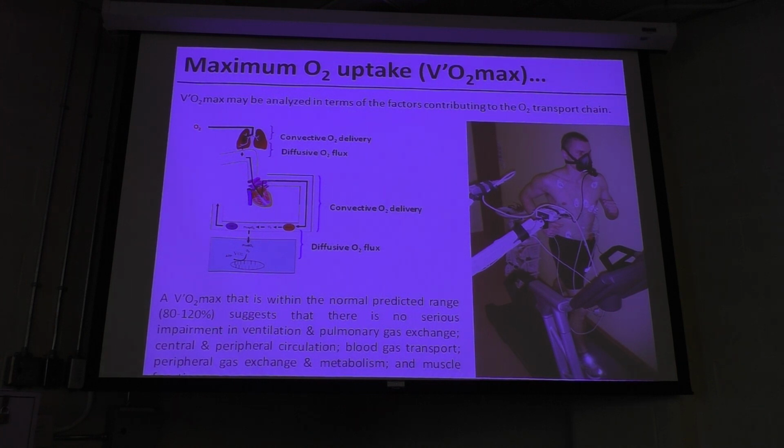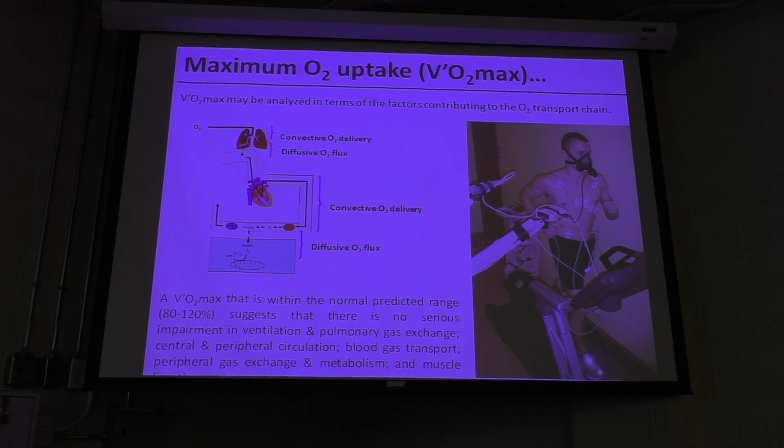Suggests that there's no gross pathophysiological impairment in ventilation and pulmonary gas exchange, central and peripheral circulation, blood gas transport, metabolism, muscle function, the coordinated activity of all the different physiological support systems. In other words, it means that along this oxygen transport chain, you're pretty normal.